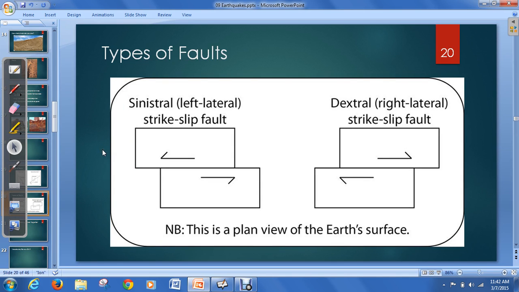But let's just review quickly. We looked at the different types of stress that we need to know. We looked at how folds happen and what the different types of folds are. And we looked at faults and the different types of faults.